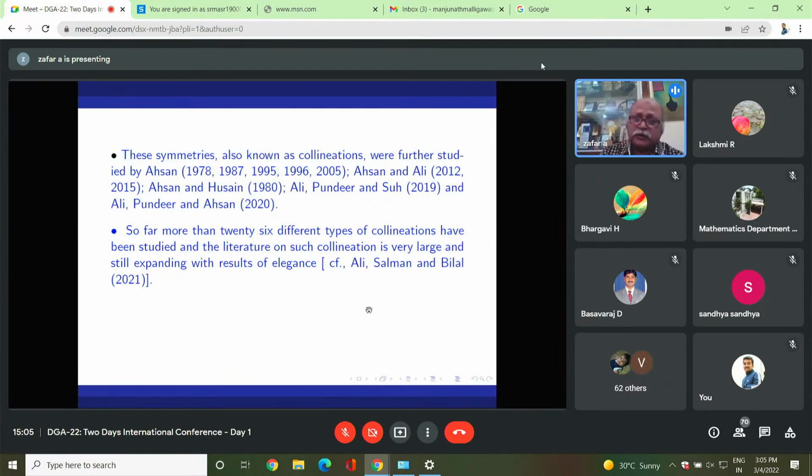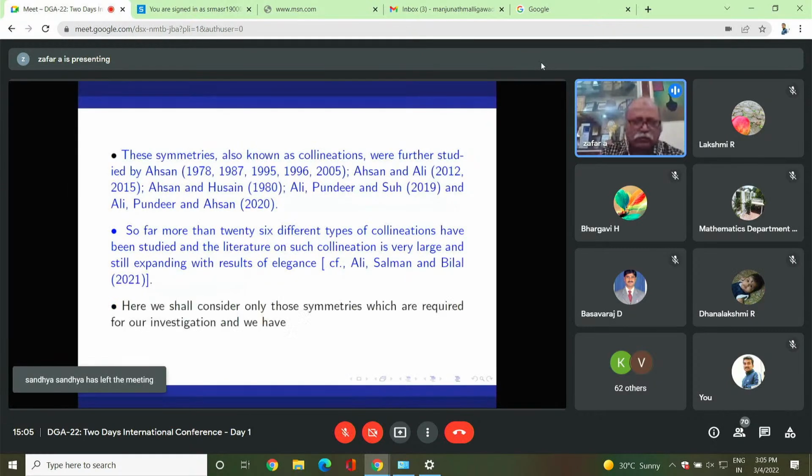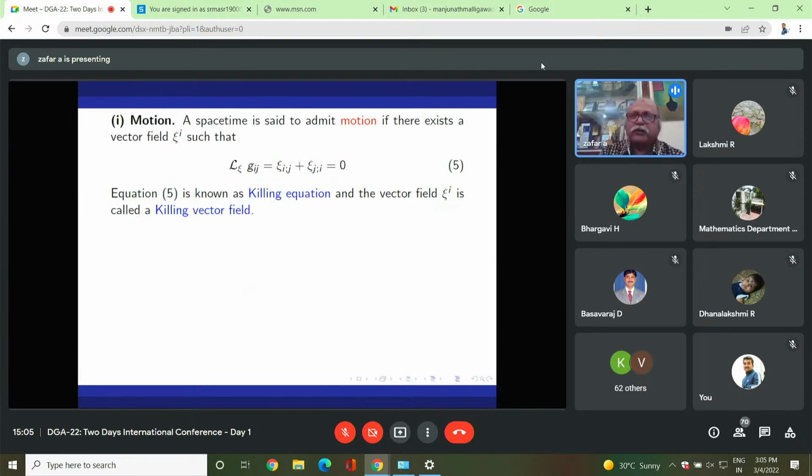For example, recently, one of our students, Ali, with his student, Salman, has defined a new type of symmetry. Maybe he will present his paper in this conference. So he has defined a new type of symmetry. So the symmetry business is going on. Of course, we are getting many results. So here I shall consider only those symmetries which are required for my investigation. So the first one is the motion.